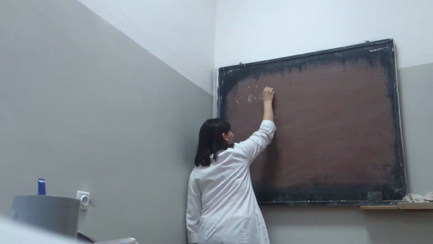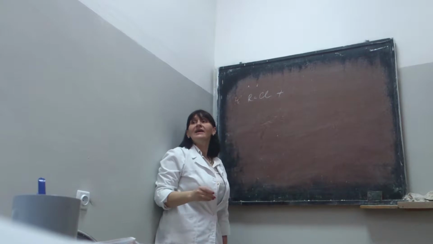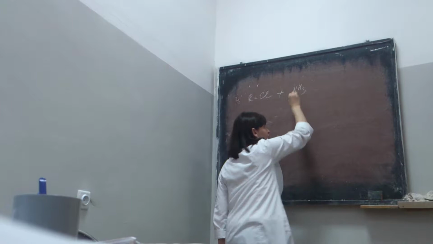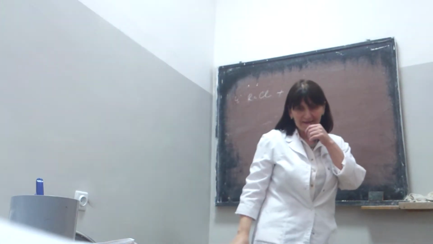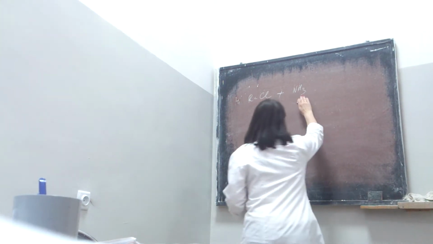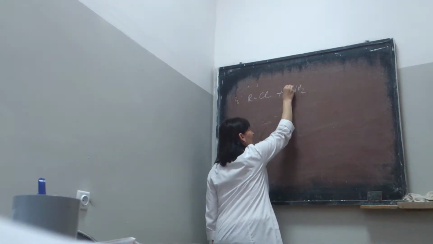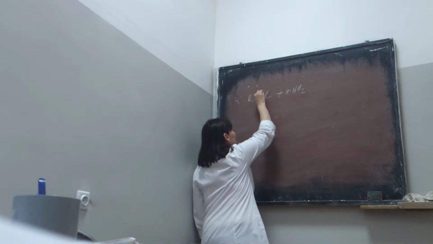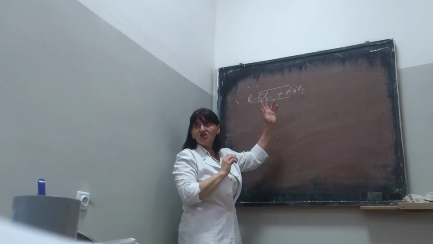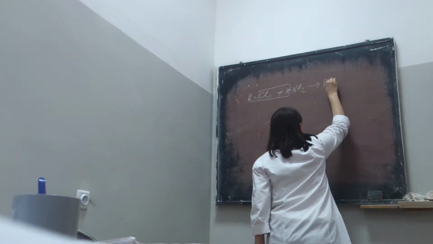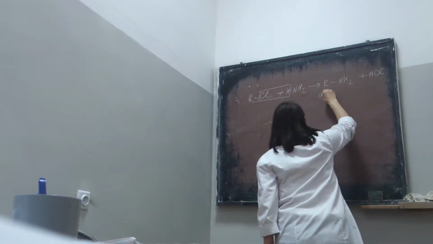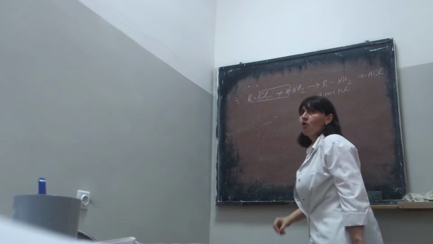Alkyl halide plus ammonia, NH3. Now look, here you have some difficult compounds, so I write like this. Here is ammonium chloride. Ammonia is NH3. Cl takes H, and finally you get amine. So ammonia gives amine.